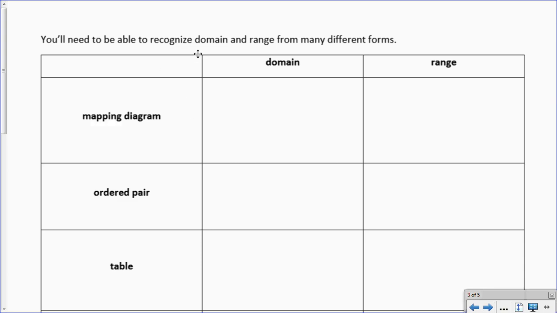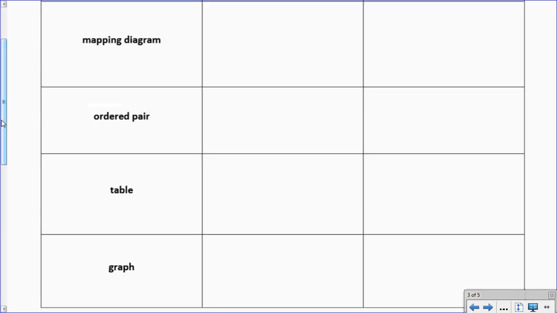Alright, so you will need to be able to recognize the domain and range from many different forms. These forms are mapping diagrams. So those were the bubbles that you saw from the notes we did in class. Ordered pairs, which you guys see all the time. A table, which you guys are pretty used to. And a graph. Okay? So these could be points on a graph.